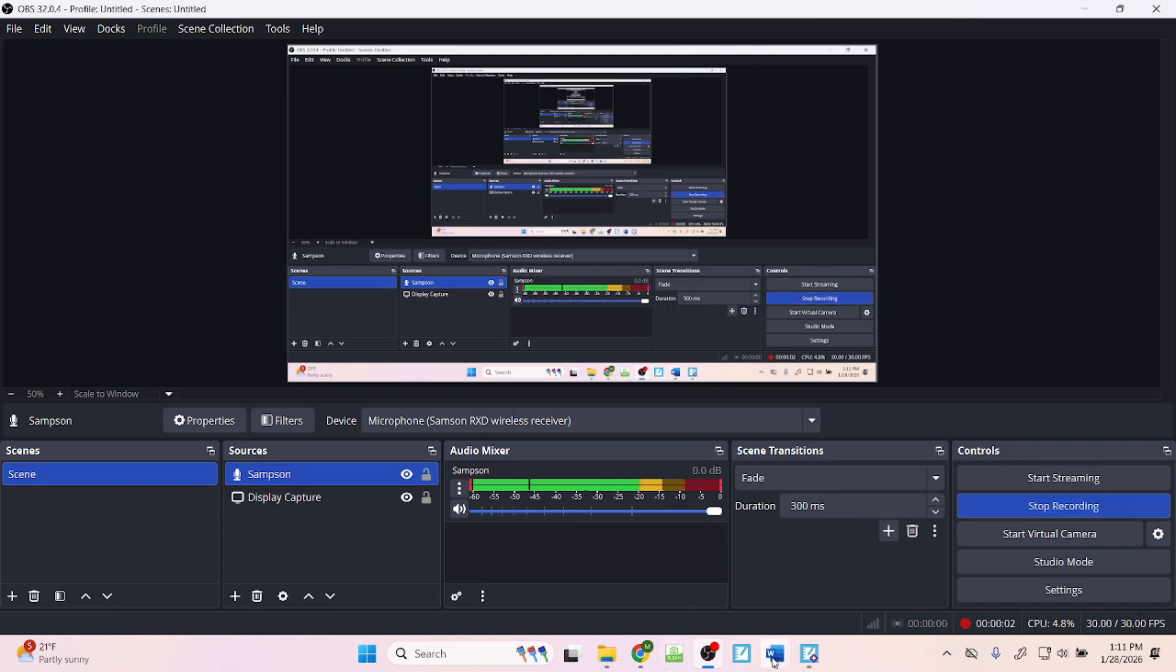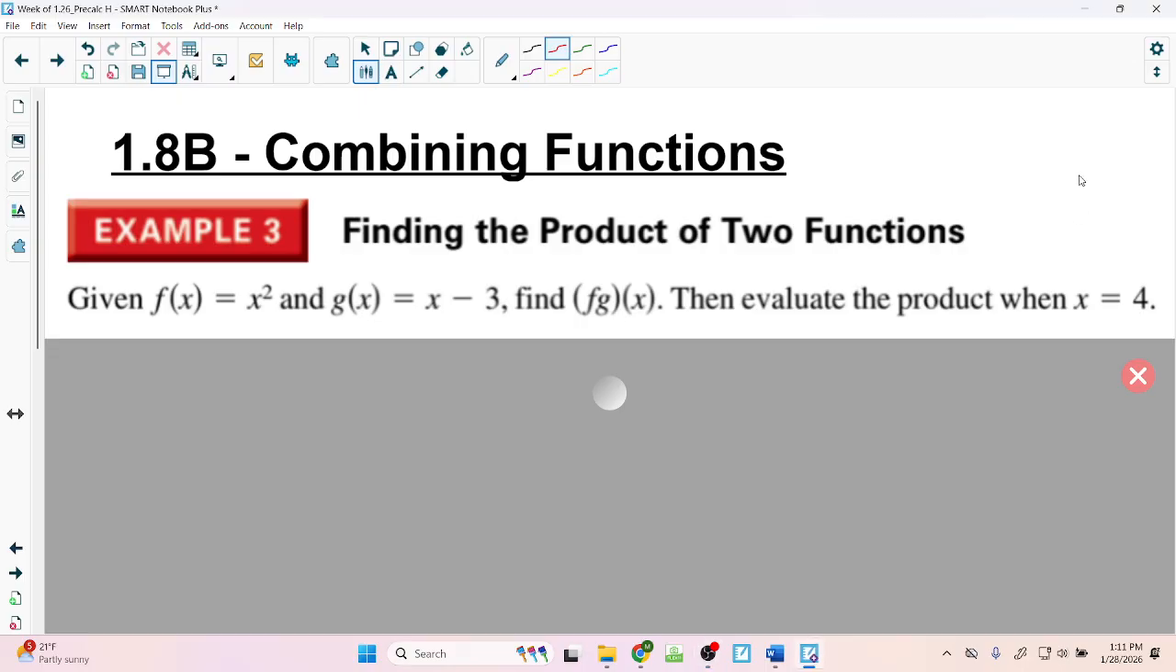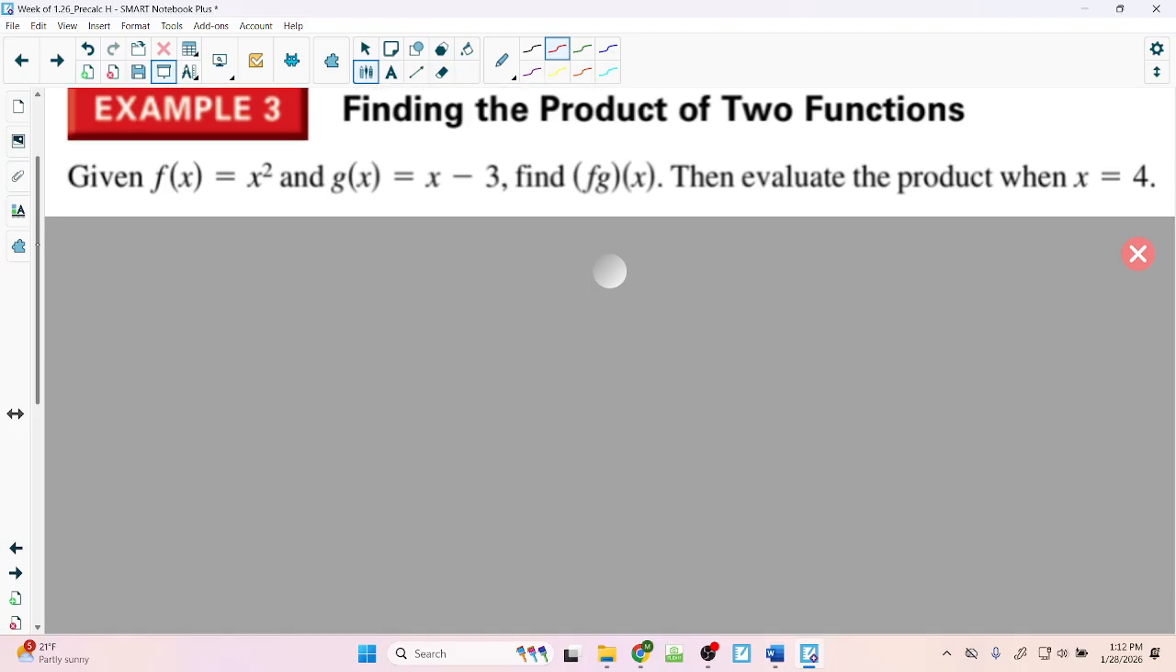Okay, so this video is 1.8, combining functions. What we're trying to do is either add or subtract, which we already did. Now we're going to multiply and divide functions. That's basically all we're doing. You could probably just copy the example and get the idea, but you don't have to worry about this too much because I think you'll be fine with it.